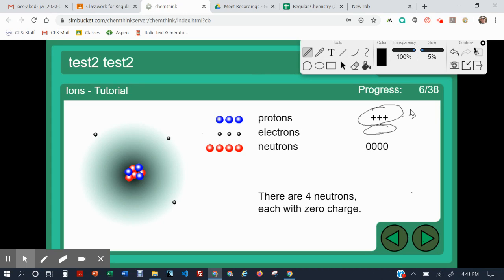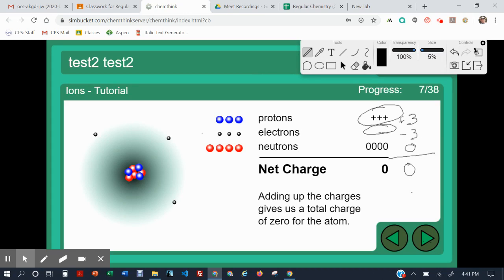So there's plus 3, and then there's a negative 3, and then there's 4 zeros. There's 4 neutrons. So they indicate that by 4 zeros, but hey, 0 is a 0. It doesn't matter how many zeros you put down, it's still 0. If you add this together, 3 plus 3 minus 3, the overall charge is 0. Adding up the charges gives us a total charge of 0 for the atom.